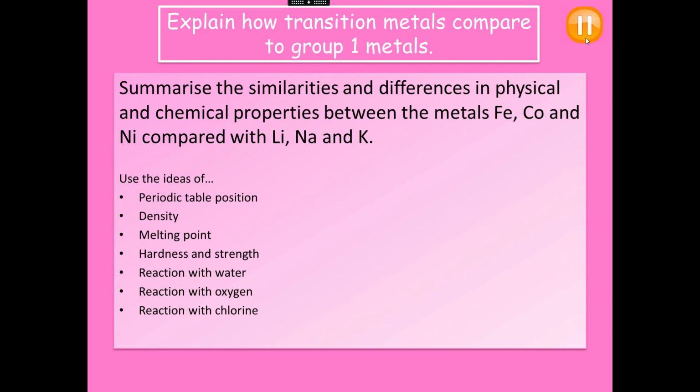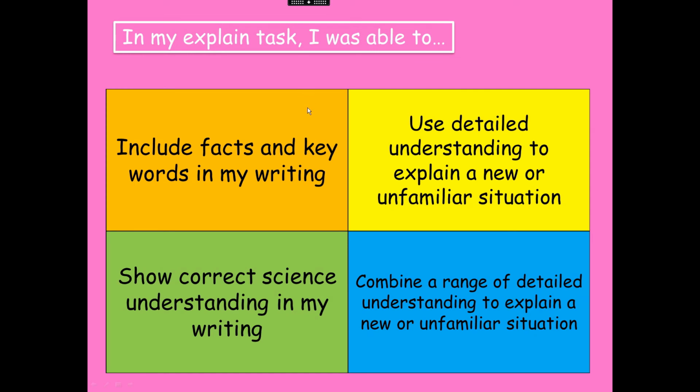Okay, right. Now let's talk about marking this. Normally, in school, your teacher would give you a coloured dot. You're going to have to do that for yourself. You just write down what sentence you think you've achieved. So in my explain task, I was able to. Now, you won't know what you've achieved until we look at the answer. And I've broken the answer down into colours to try and give you some clues.